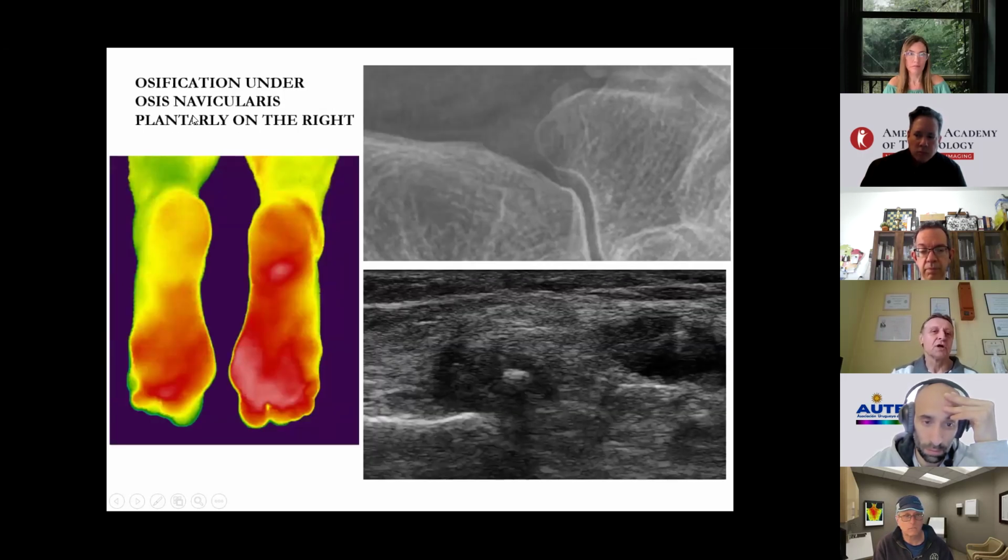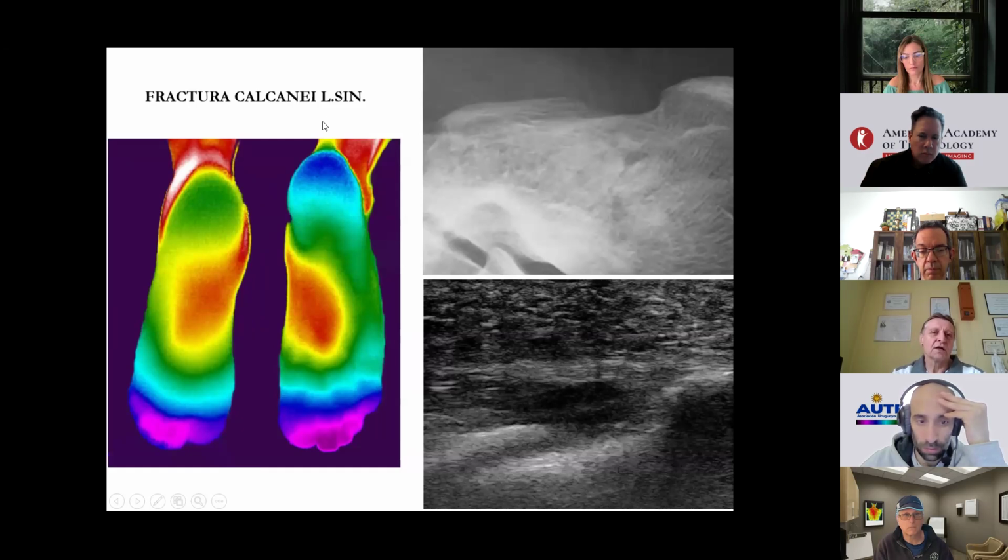Ossification under os naviculare plantarly on the right side. On X-ray and on sonography, we can see ossificate in the plantar side of the os naviculare. Above the ossificate is also hypoechoic filling, and that leads to increased temperature activity in the plantar side of the affected foot. Fractura calcanei lateri sinistri, it's in healing stage, but not complete healing.